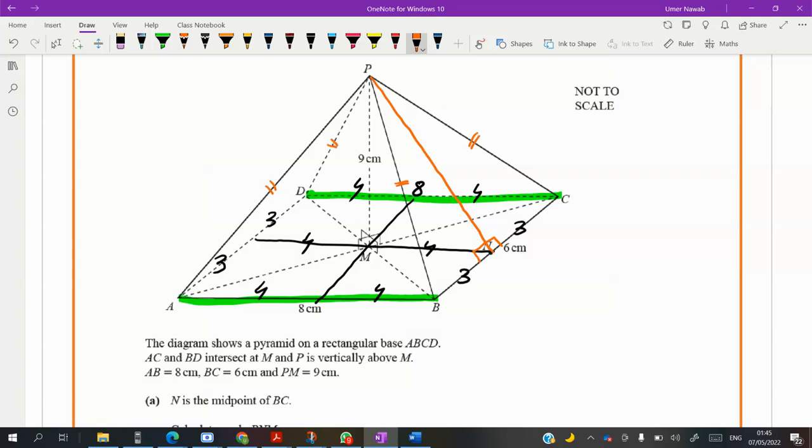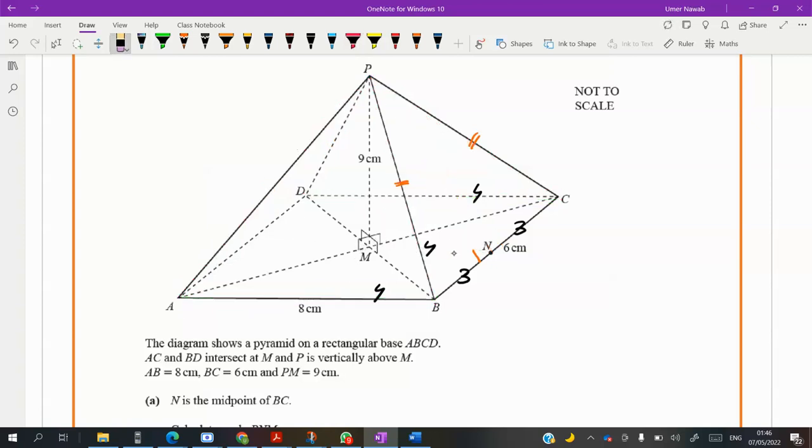Clear? So this PB side, this PC side, this PA side, this PD side, they all have the same lengths. If they all have the same length, then it would be easier for us to find so much information if it is required. Clear? What else can I tell you? We can consider lots of right angle triangles in this pyramid. So let's start this question.